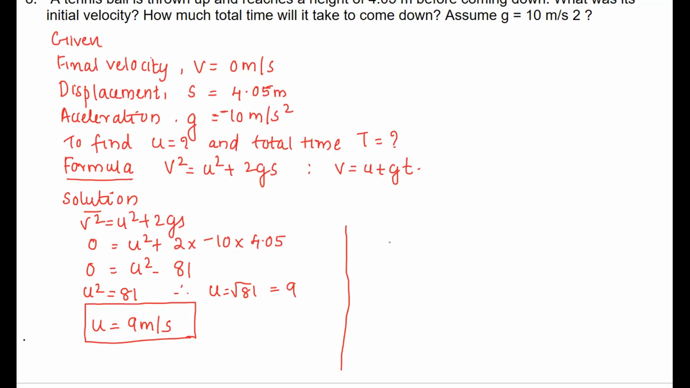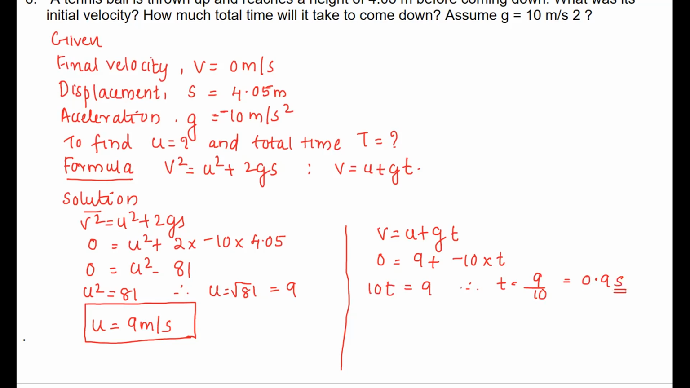Next is total time we want to find out. First, we will find out the time taken by the object to go upward. That is v is equal to u plus gt, or 0 is equal to 9 plus minus 10 into T. Minus 10 into T is minus 10T. On taking to the left side, it will become plus 10T. Plus 10T is equal to 9. Therefore, T is equal to 9 upon 10. 9 upon 10 is 0.9 second.